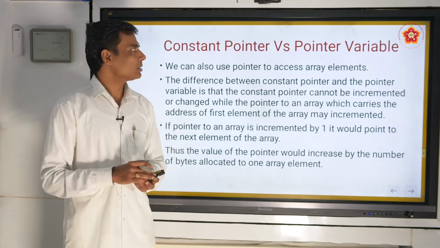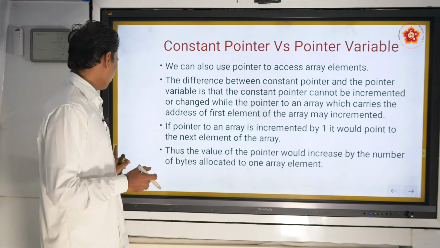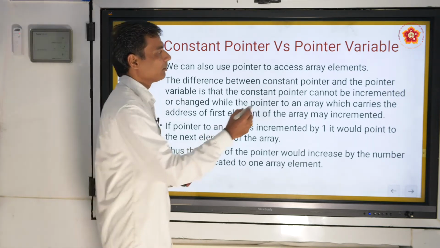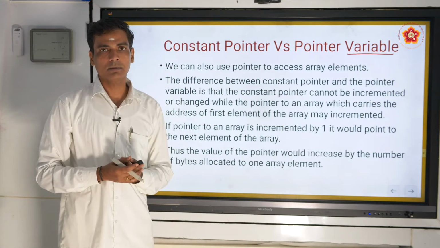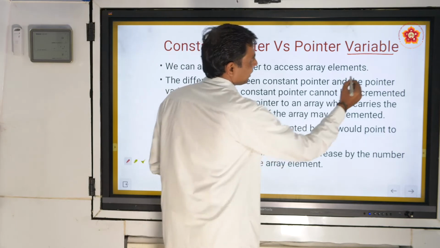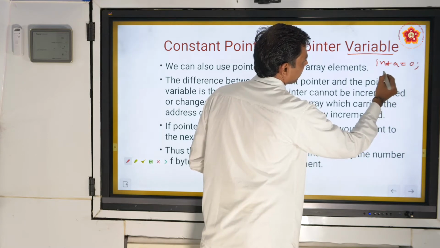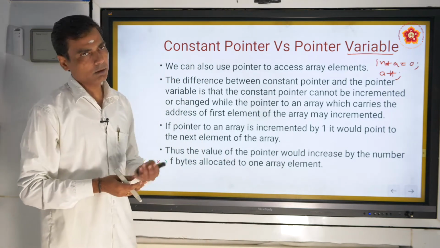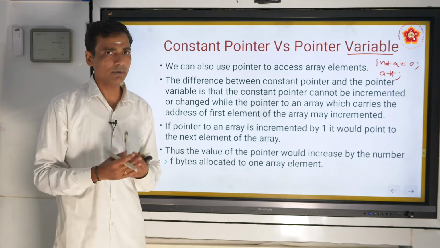So what is the difference between constant pointer and pointer variable? Variable, the name of the term itself explains the meaning of that particular term. Just like the normal variable we know, its contents we can change. Suppose we declare a normal variable here, say int a, and initially we assign 0, and then we can perform operations like a plus plus or any other arithmetic operation in case of an integer variable. That means the contents of a we can change, that we call a variable.